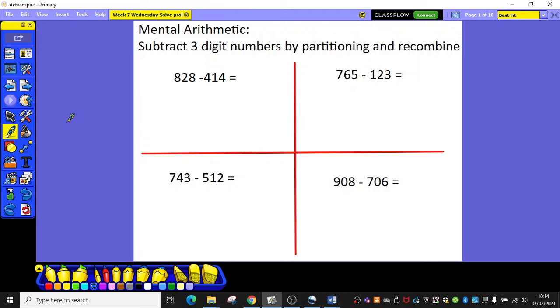Good morning Year 4 and welcome to Wednesday's maths lesson. What I'd like you to do is to pause the video and have a go at the mental arithmetic questions.